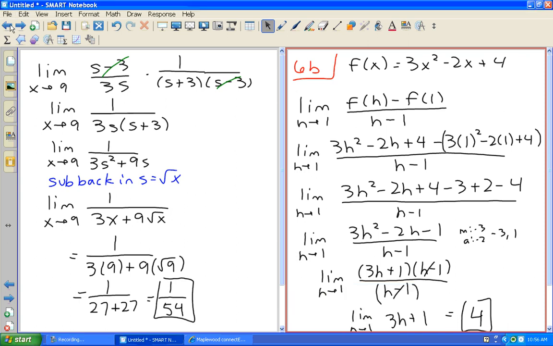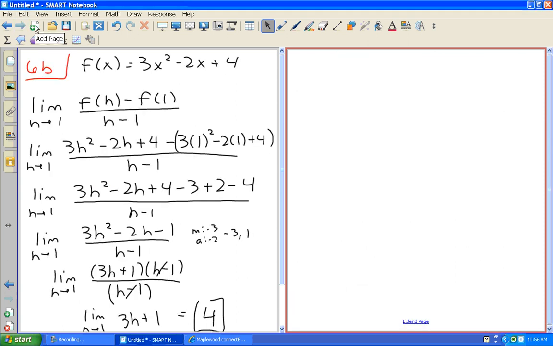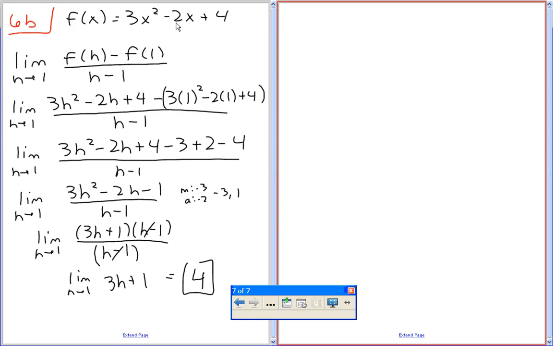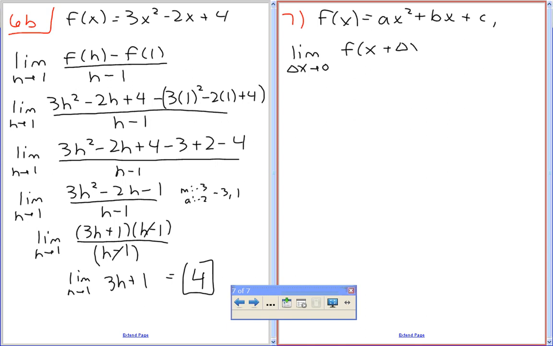Okay, let's do this last one, then we'll get on to the lesson. This one leads in beautifully to the lesson. That's why it's number 7. Number 7 says: f of x equals ax squared plus bx plus c. We want the limit as delta x approaches 0 of f of x plus delta x minus f of x, all over delta x, equals 2ax plus b.